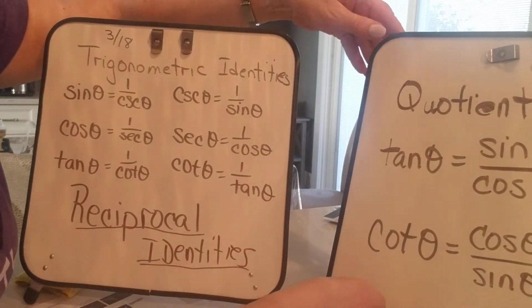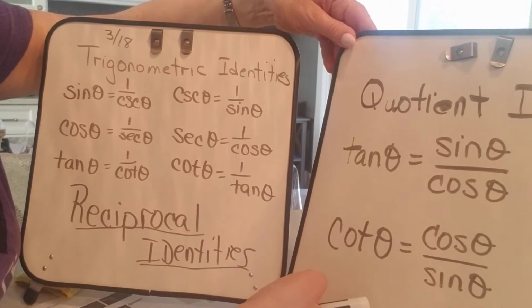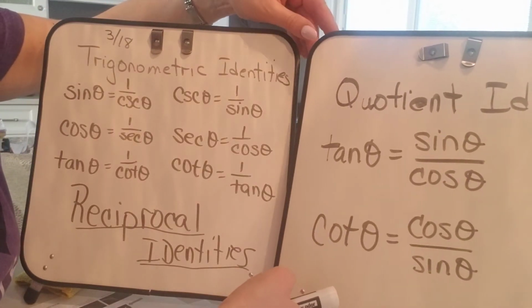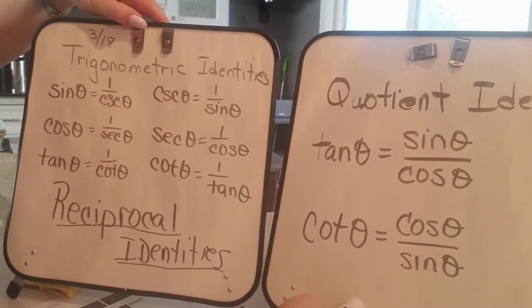The other identities that are really important are the quotient identities. I'm trying to get it into the frame. I think it's in there right now.